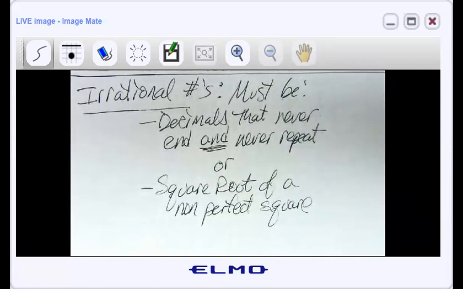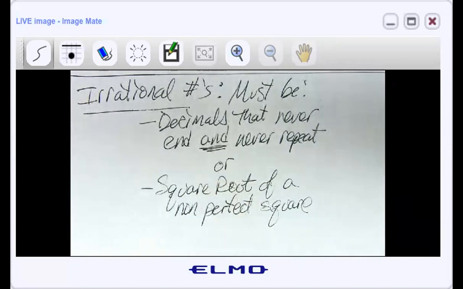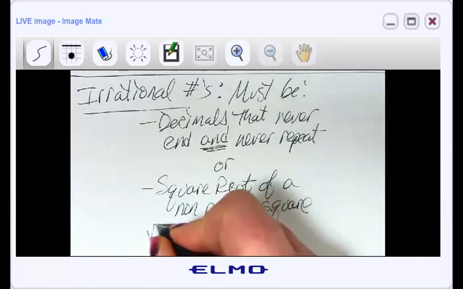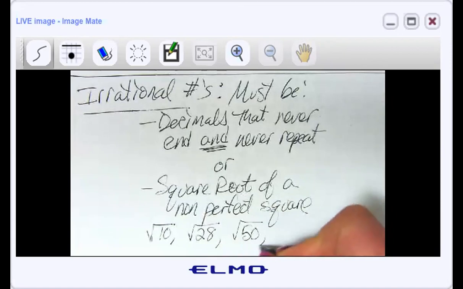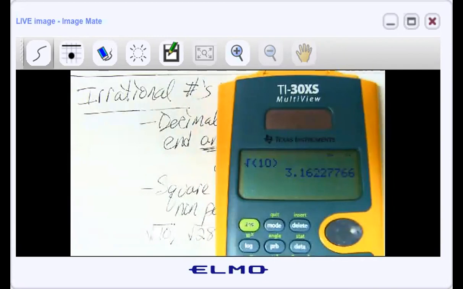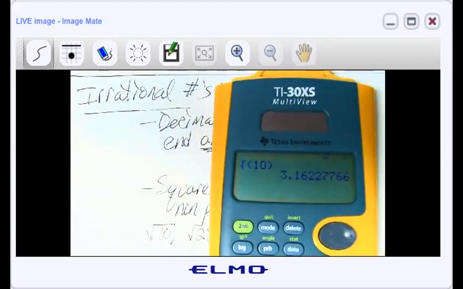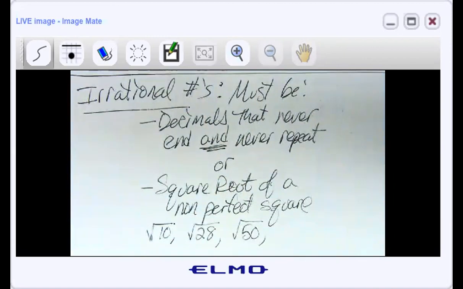Which really these are these, right? So if I think of square roots of non-perfect squares, that's like your square root of 10, square root of 28, square root of 50, all these numbers that I don't immediately know the answer to that I would have to pull out a calculator and see. In fact, take a look. So there is the square root of 10. We already talked about this, right? There's only so many digits. So there we have it.